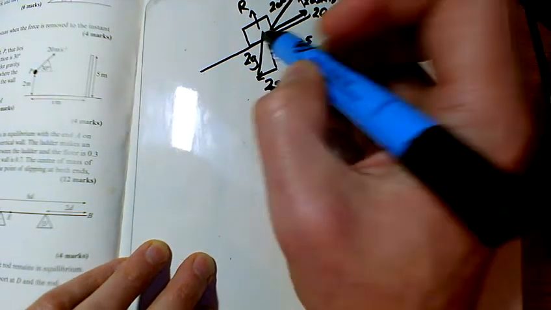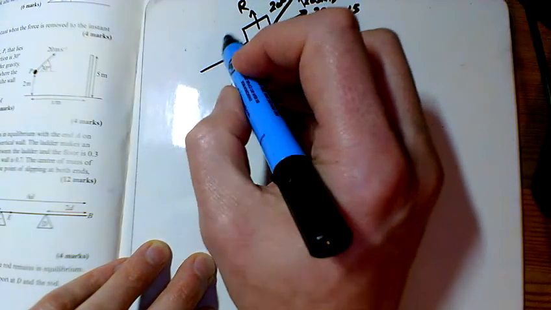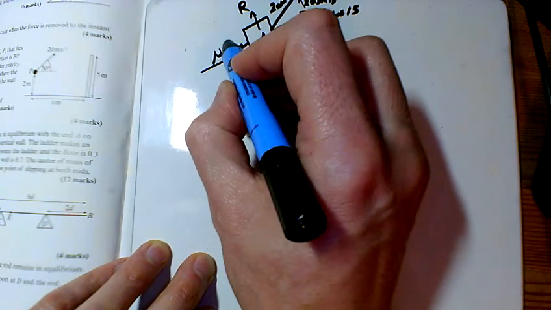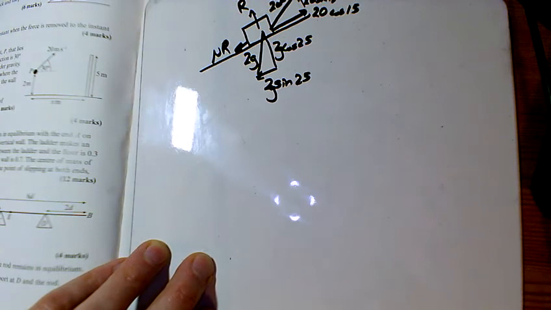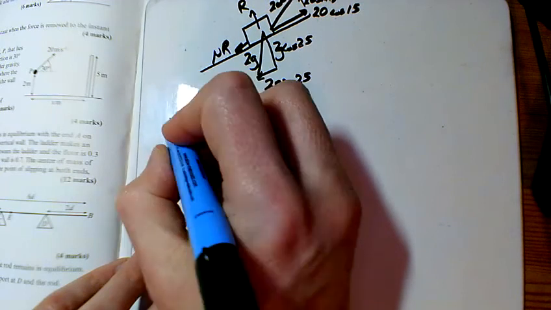There's some friction stopping it being pulled up there. That friction I'm just going to put on as mu R. And it's actually that mu that we're going to have to try and find out. Lots to do. Got to find out what this normal reaction is first of all.